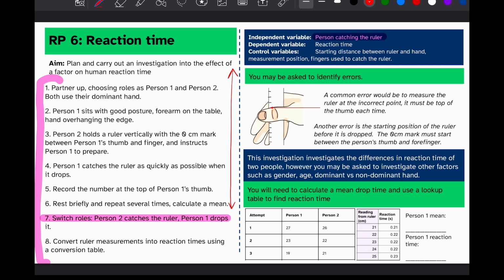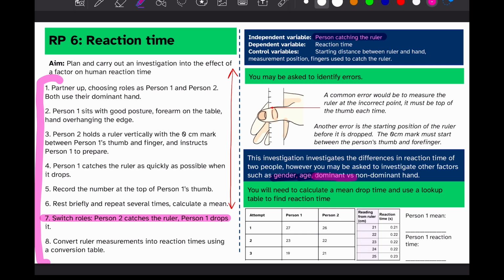If you were investigating something else, so let's say that you were actually investigating gender, then you would just make sure that person 2 was a different gender to person 1. And therefore you could investigate that. If you're doing age, you would just make sure that person 2 was a different age to person 1.